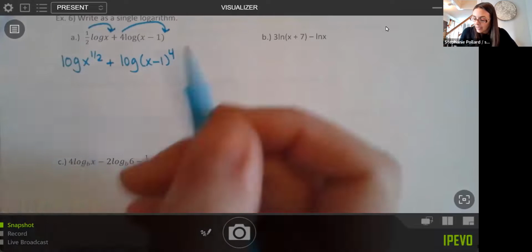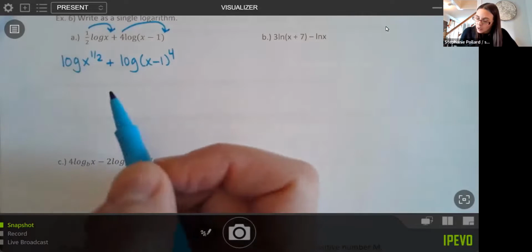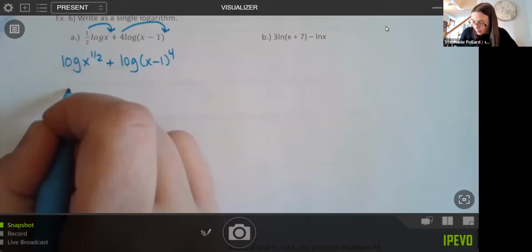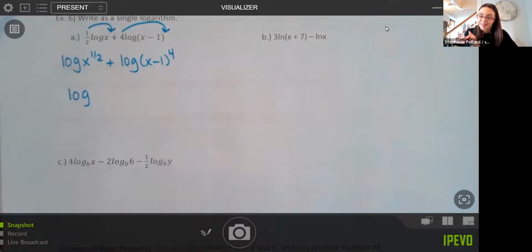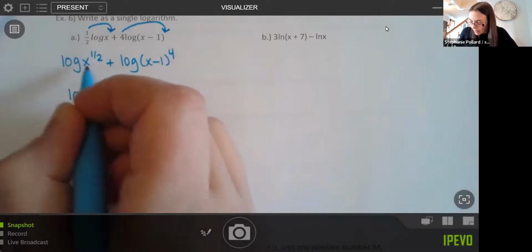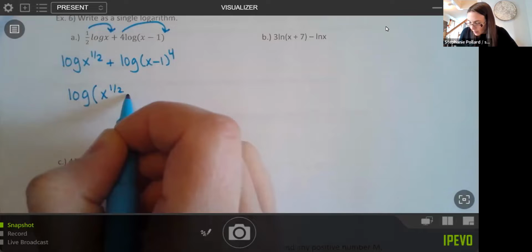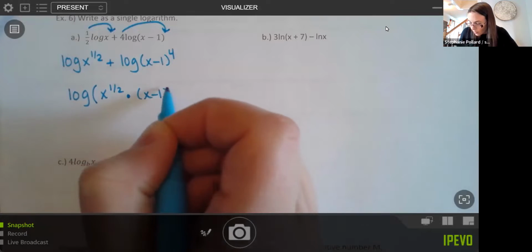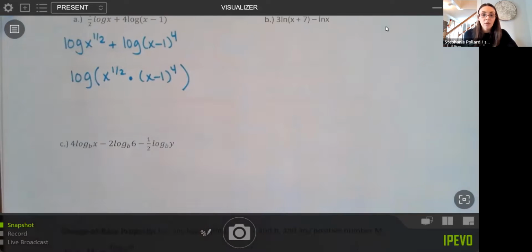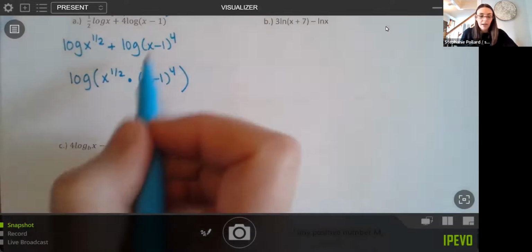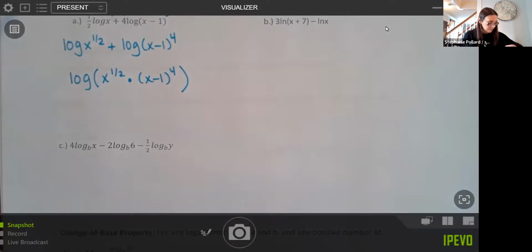Now, remember here that addition means multiplication. So I'm going to, again, keep making this kind of smaller and smaller, putting things back together. So I have x to the 1/2 times x minus 1 to the 4th power. So putting those two arguments right together and using multiplication there.